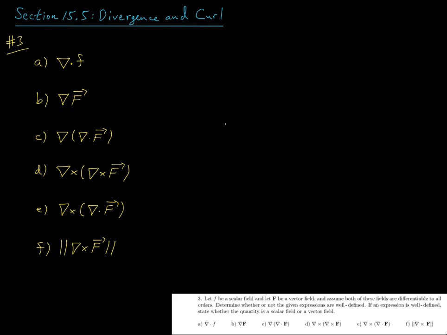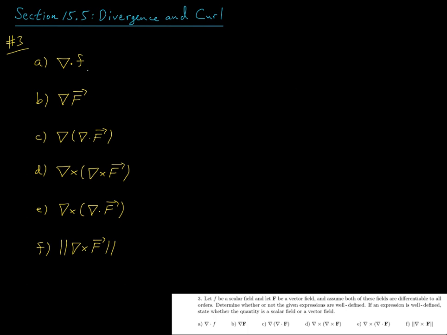All right, in this video we'll look at problem 3. It says let f be a scalar field and let capital F be a vector field and assume both of these fields are differentiable to all orders. Determine whether or not the given expressions are well defined. If an expression is well defined, state whether the quantity is a scalar field or a vector field.